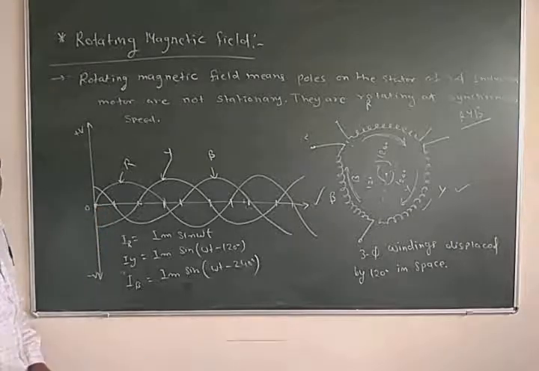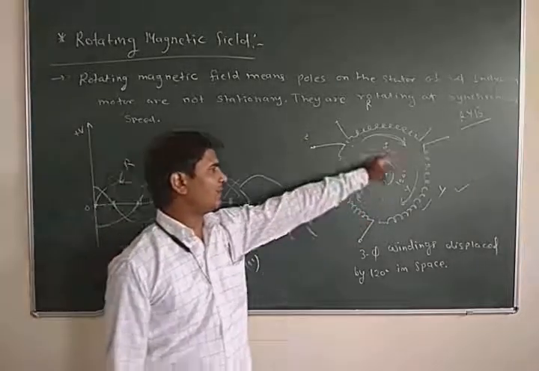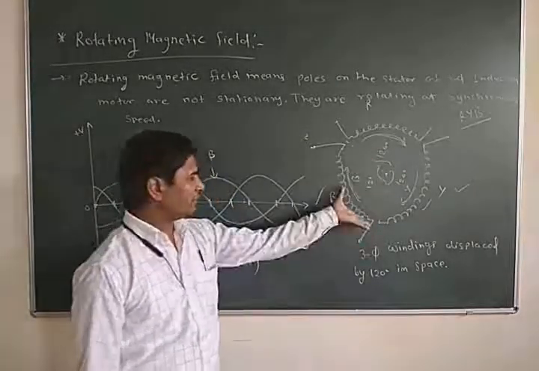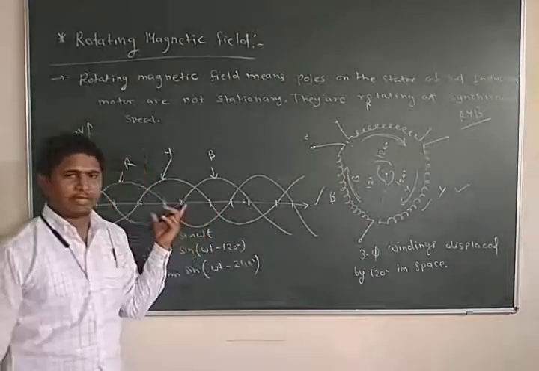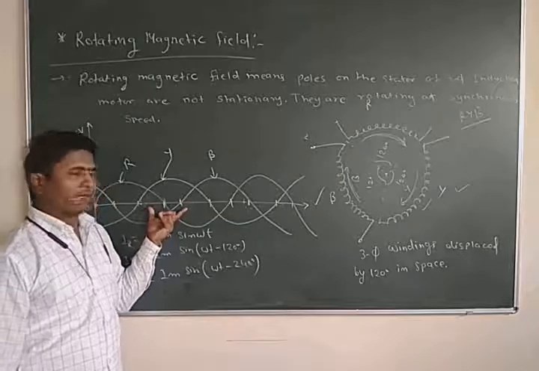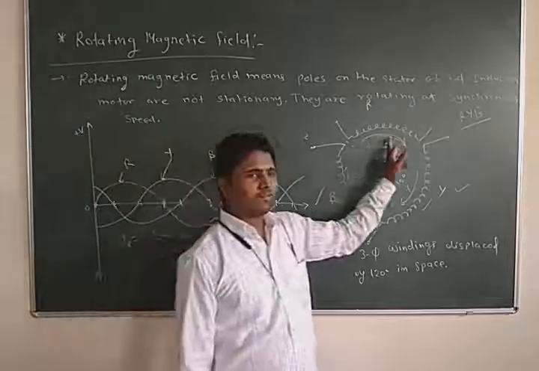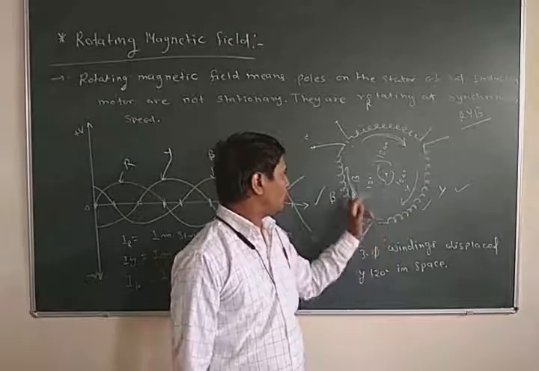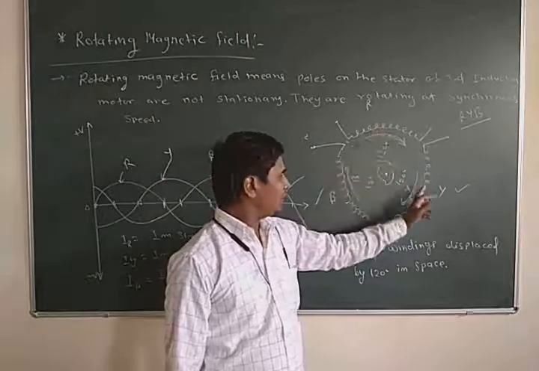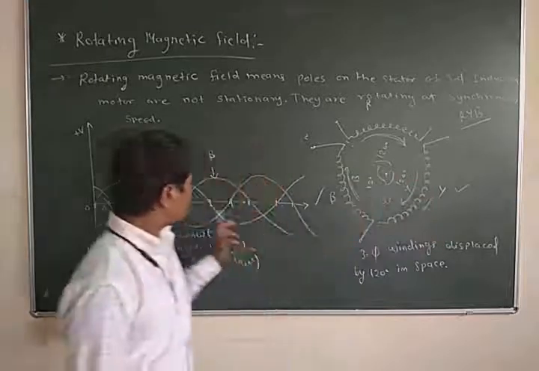Let me discuss again. In a three-phase winding, there are windings of R, Y, and B phase. This three-phase winding is connected with a three-phase supply. When the three-phase winding is connected with the three-phase supply, then poles are generated.